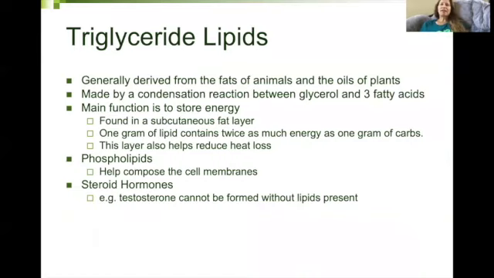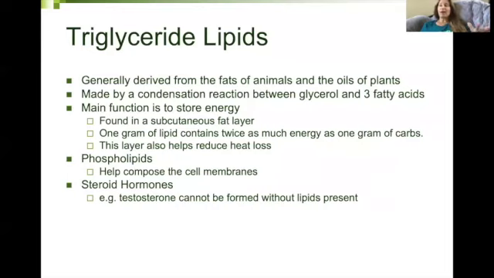A triglyceride lipid is derived from the fats of animals and the oils of plants. And we make it through a condensation reaction between a glycerol and 3 fatty acids. This is your adipose fat. This is found subcutaneous, so underneath the skin. And realize that 1 gram of lipid contains twice as much energy as 1 gram of carbs. So calorie per pound or gram, you're going to get more calories out of a lipid.